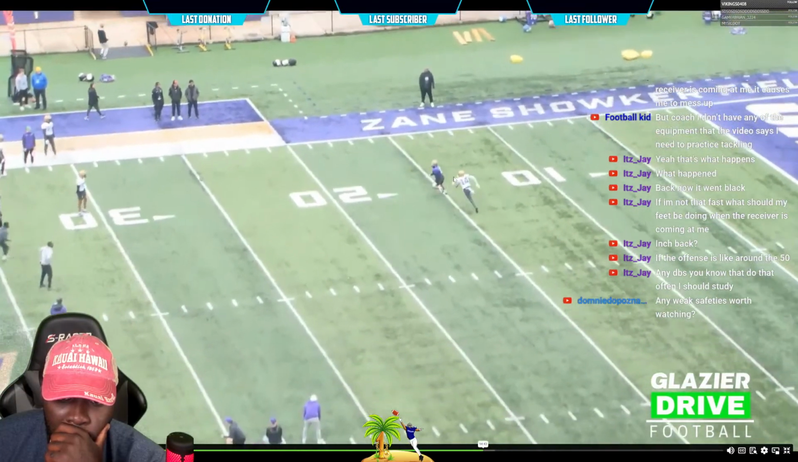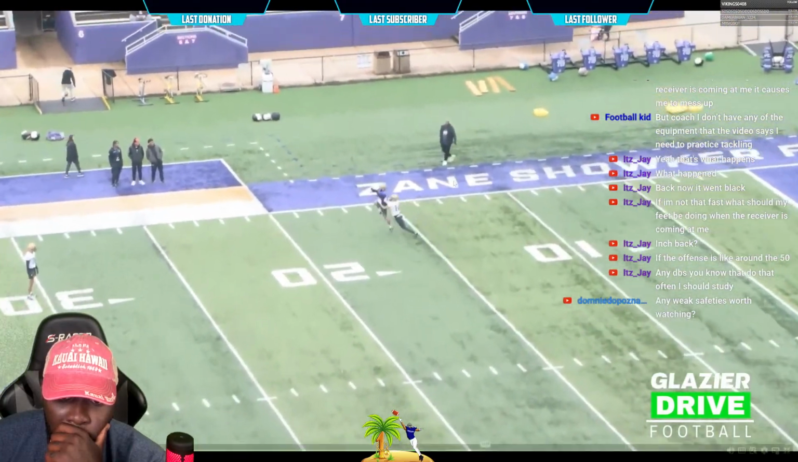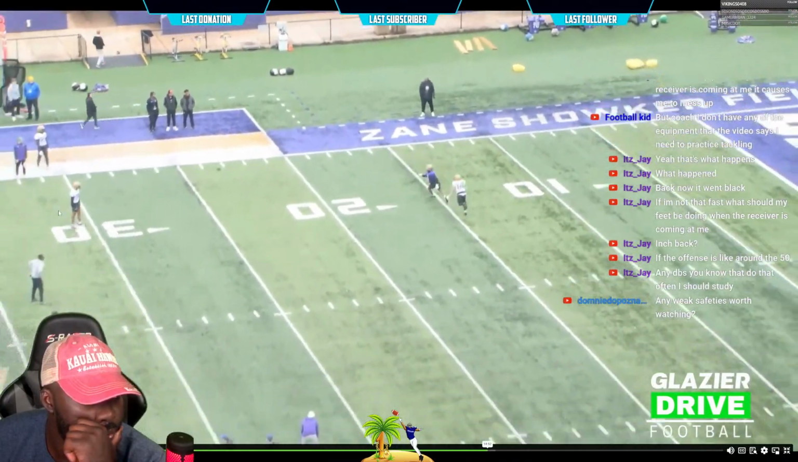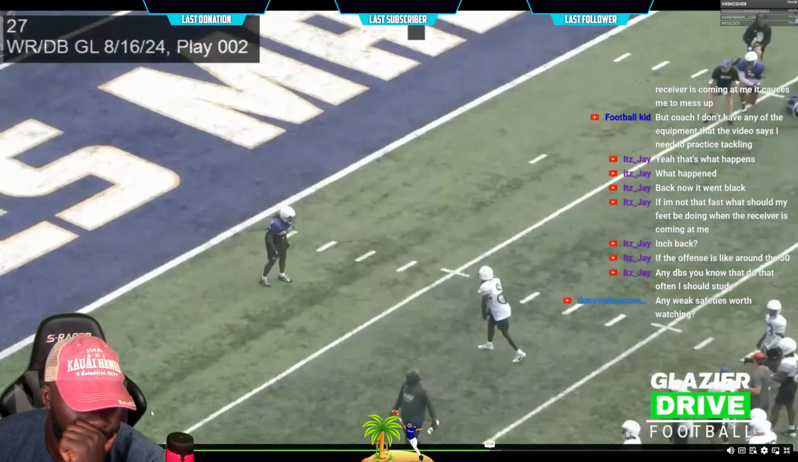We say it all the time. We said it before. It's not a sin to give up a catch. It's a sin not to compete for a catch. Right? And here we compete, even though one of our processes wasn't correct or wasn't great. We finish, and we end up getting the ball out on this play.